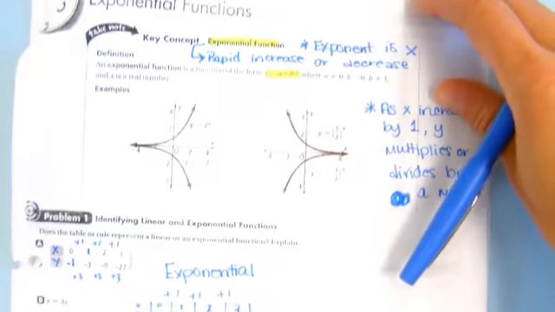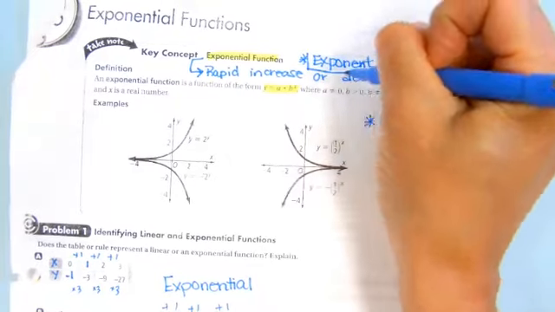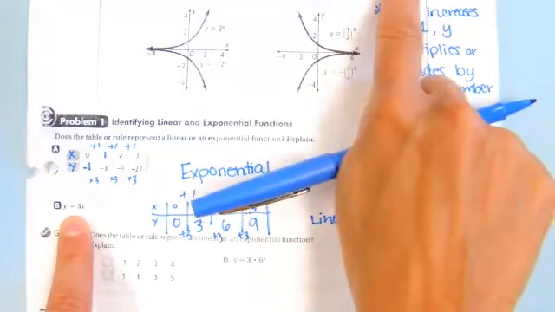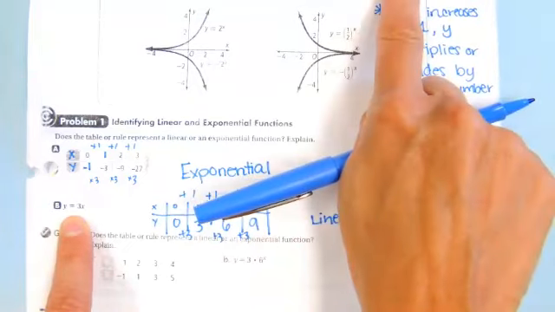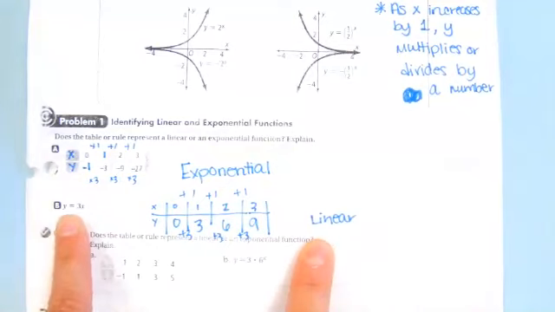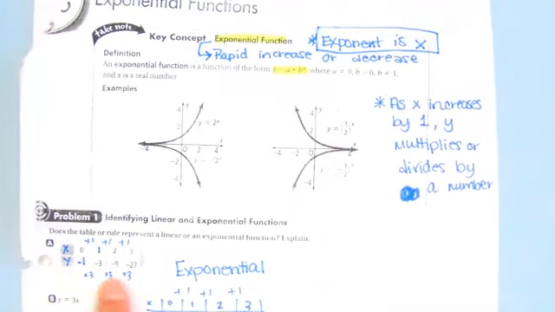Okay, now let me show you the shortcut, which I kind of gave you up here. The very first thing I wrote up here is the exponent has to be x. So in an equation, what's the exponent here? It's technically 1. That's right. There's a hiding 1 on there. Okay, so this one, the exponent has to be x, not 1. All right, so this one is linear automatically because that exponent is not x. Does that make sense?